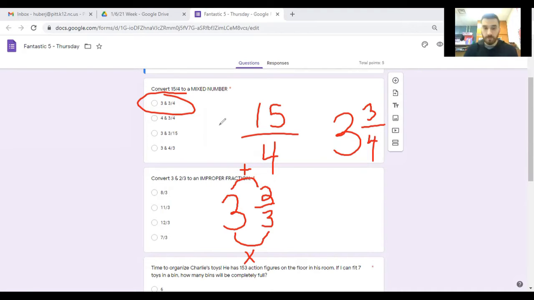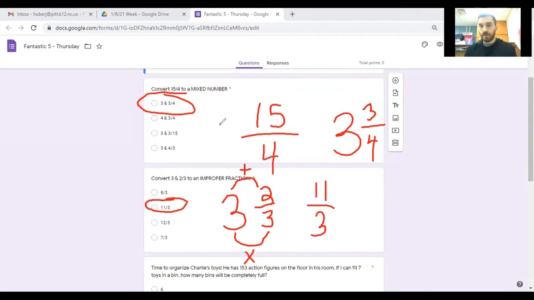So starting with 3 times 3, that gives me 9, plus my numerator of 2 gives me 11. And just like with number 1, the denominator does not change. That gives me 11/3, which is B.